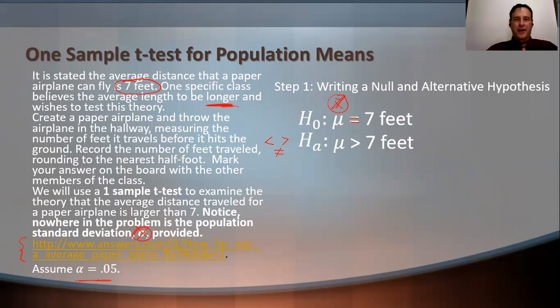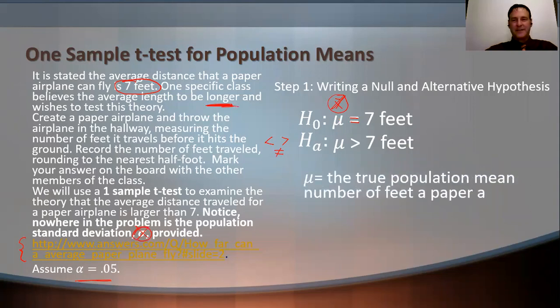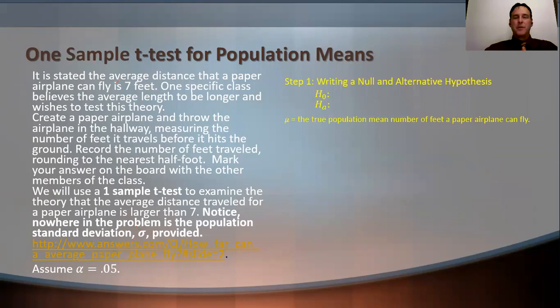The symbol represented in our null and alternative hypothesis, mu, is the true population mean number of feet a paper airplane can fly. And again, it is the assumption that it is 7, based off this website. So step 1 is done, our writing of the null and alternative hypothesis. We will move on to our conditions based off our null and alternative hypothesis.